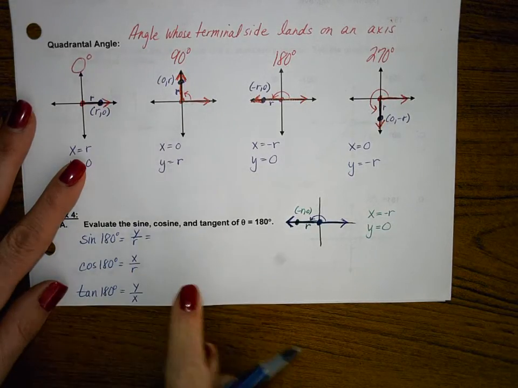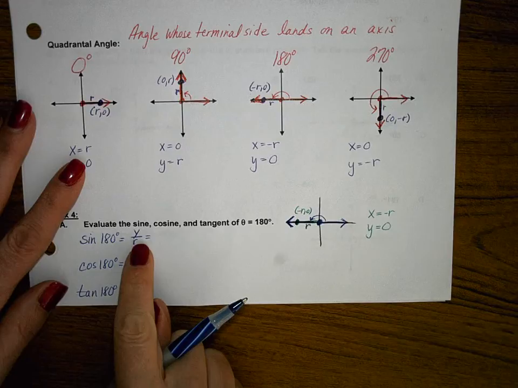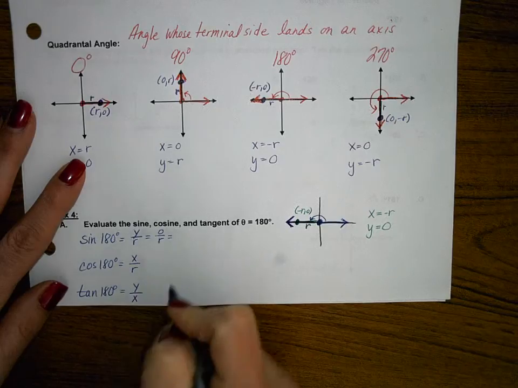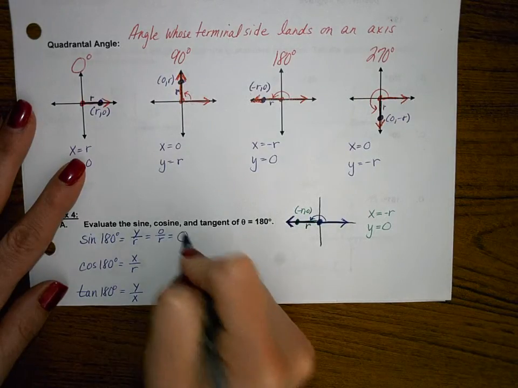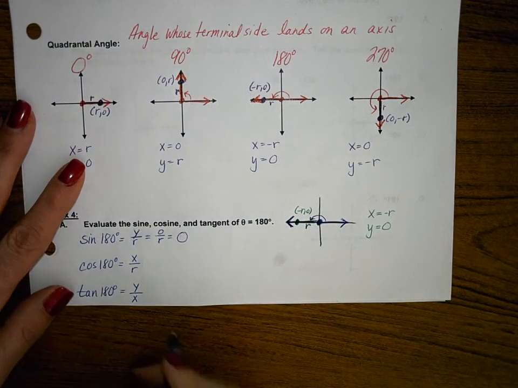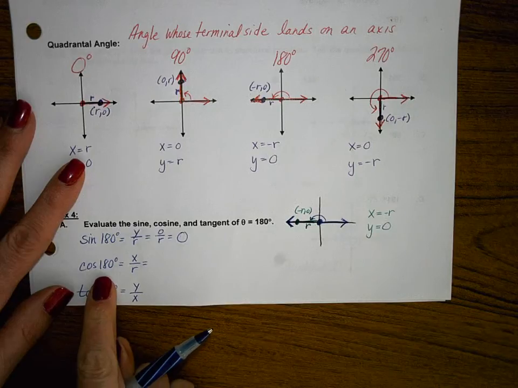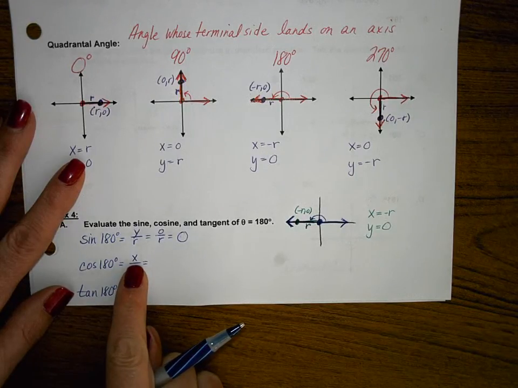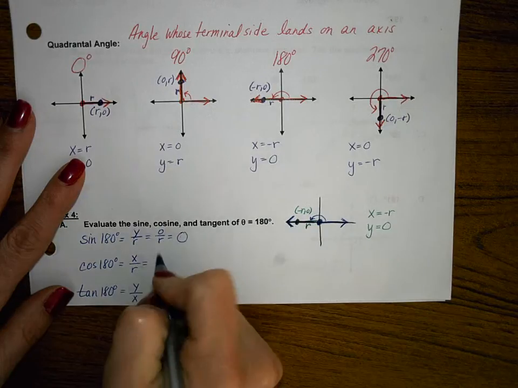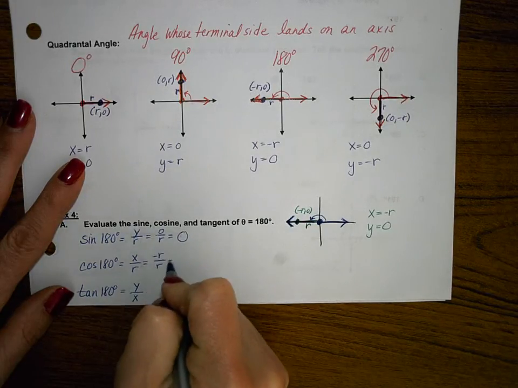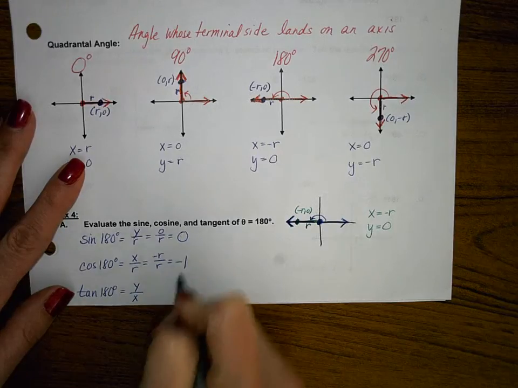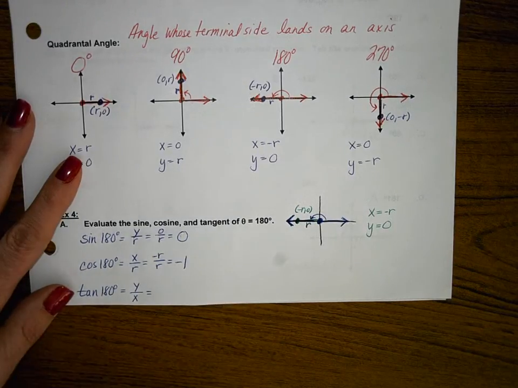Now, sine of 180 is y over r. Well, what number did I have for y? 0. Well, what's 0 divided by r? 0 divided by anything is 0. Then my cosine at 180 is x over r. What do I have for x? My x is negative r, divided by r. Well, what's negative r divided by r? Negative 1.